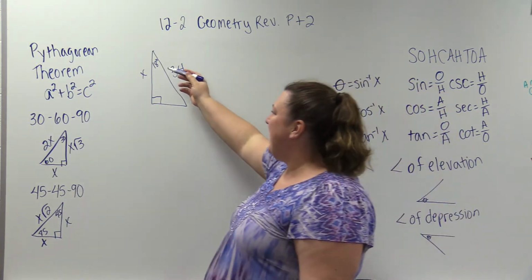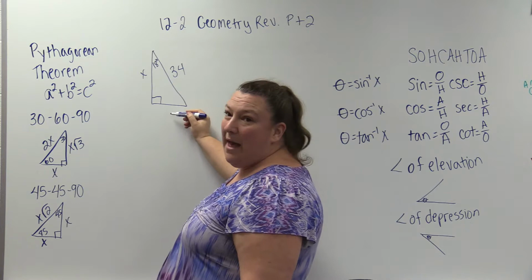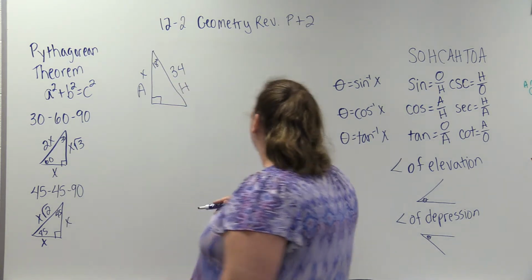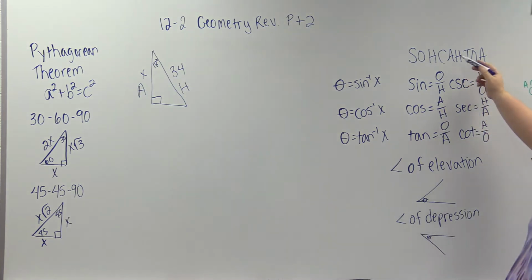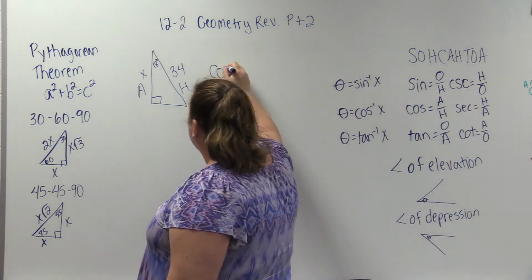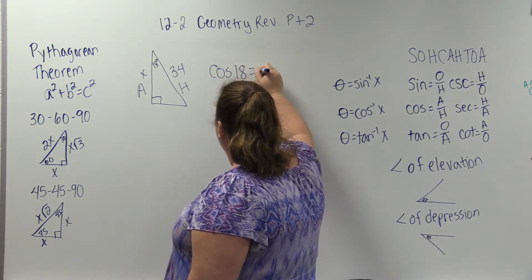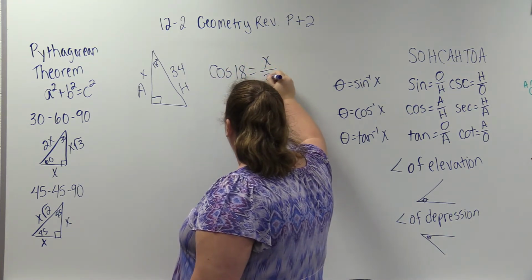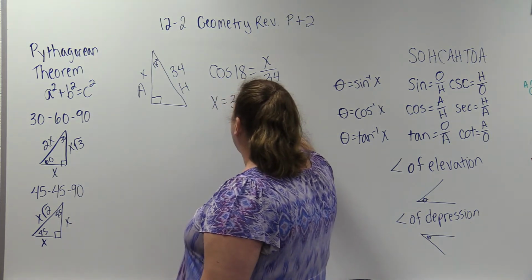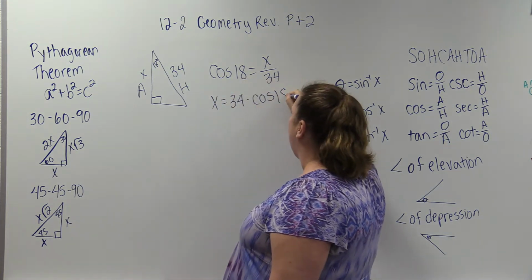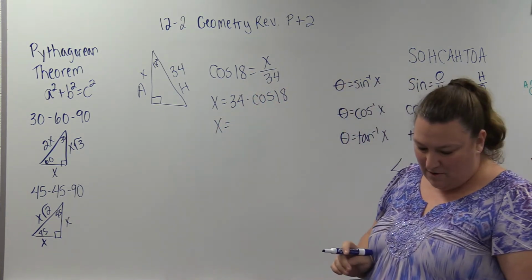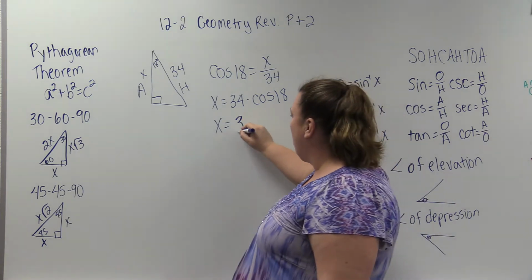So in relationship to 18, I don't have an opposite side. I do have an adjacent and a hypotenuse. So when I have adjacent and hypotenuse, I use cosine. So I have the cosine of 18 equals x over 34. So x equals 34 times the cosine of 18. In my calculator, remember to be on degree mode, x equals 32.3.